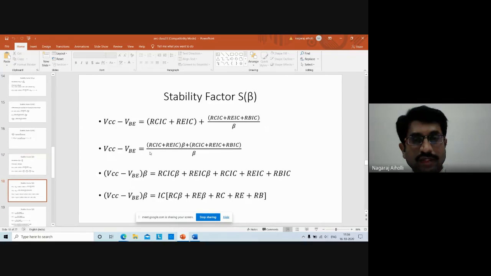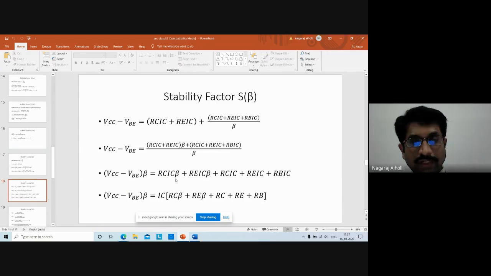Now VCC minus VBE is equal to, if we take beta as LCM, this beta gets multiplied to this term of the equation. Therefore you get (RC IC plus RE into IC) multiplied by beta plus RC IC plus RE into IC plus RB into IC, the whole divided by beta. Now let us multiply beta to the LHS. If you take it to the LHS, it gets multiplied with VCC minus VBE. That is (VCC minus VBE) into beta is equal to RC into IC into beta plus RE into IC into beta plus RC IC plus RE into IC plus RB into IC.